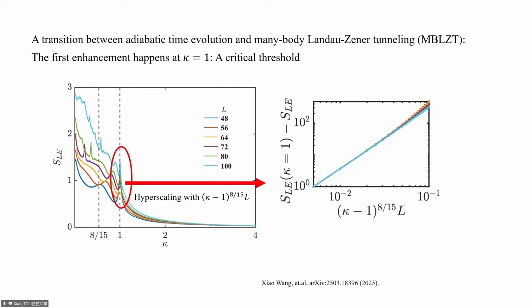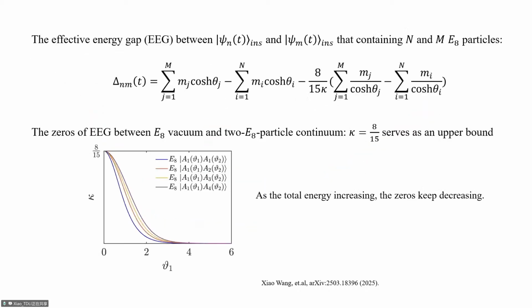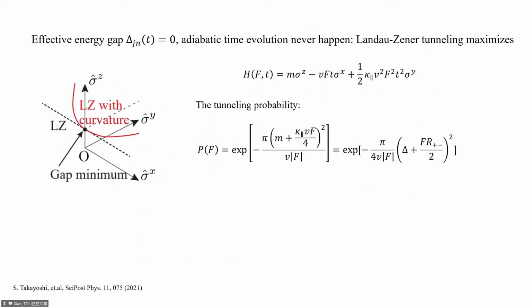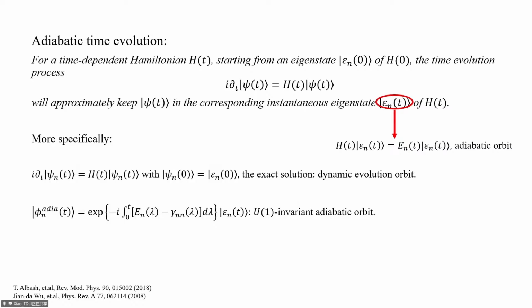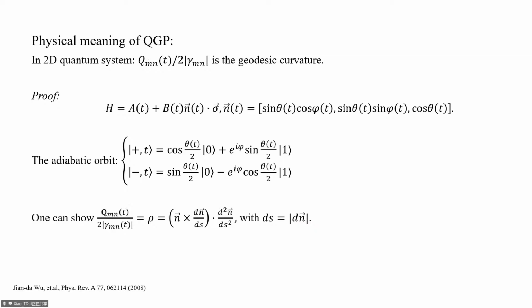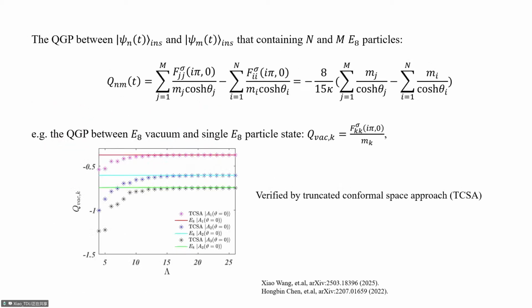So kappa is h3 over omega 0 over 2. You see the effective Hamiltonian, where kappa essentially is hg. Omega 0 is actually a constant, the frequency of the drive. So the ratio is kappa. When kappa equals 1, you will see some spin line.